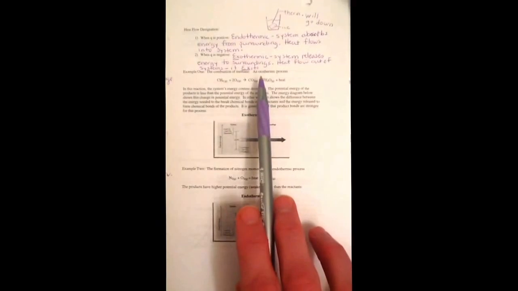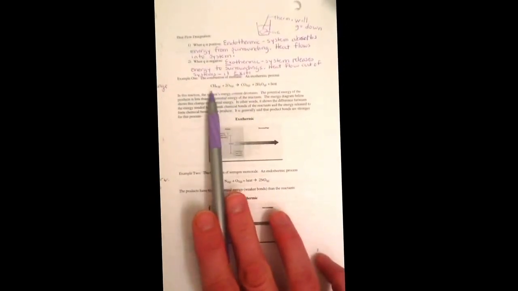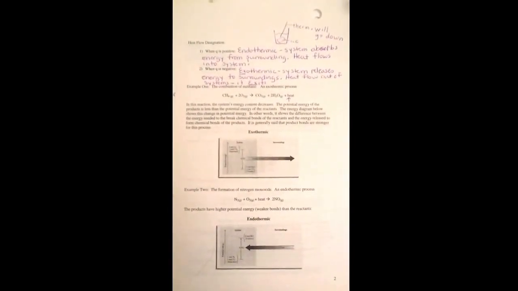Example number 1 here. I want you to look at this. This is an exothermic process. There was no Q value given to you, but you can tell this is exothermic. Why? Because there are the reactants, here's the arrow, and here are the products, and look at where heat is listed. Anytime heat is listed as a product, they are trying to tell you it's an exothermic reaction.